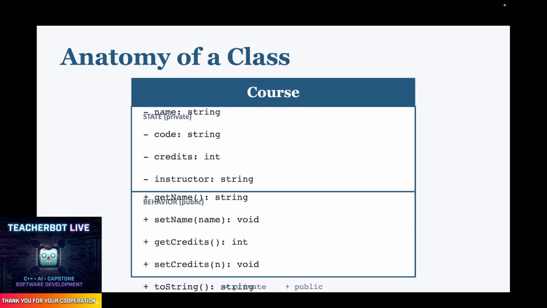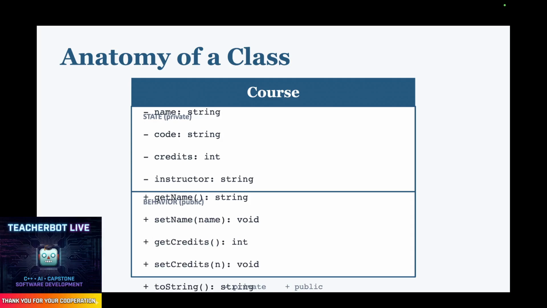This looks a little funky, but it's reasonable to work with. So my font sizes got bigger, got kind of messed up here. So the idea is inside an object, you have state: name, string, credits, instructor, right? But then you have behavior, which is these functions: getName, setName, getCredits, setCredits. Why do you want to do that?